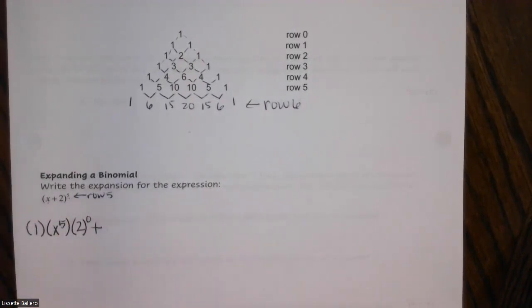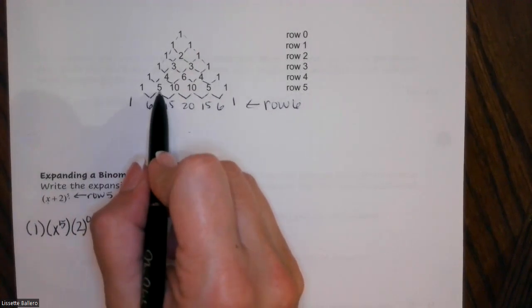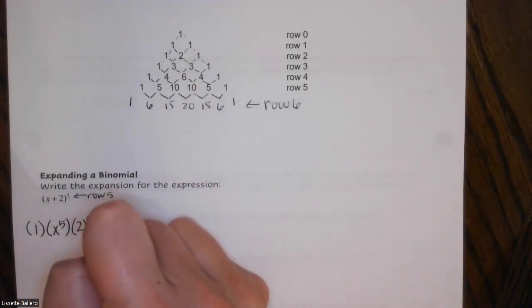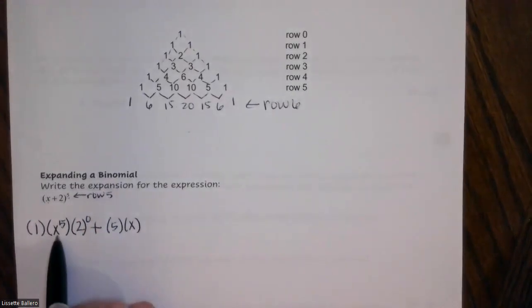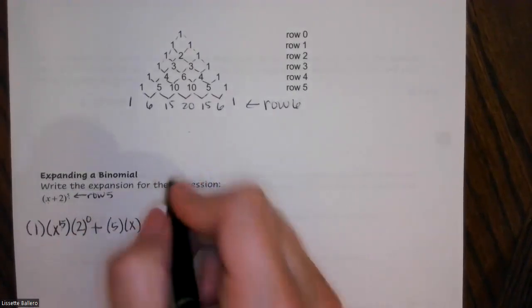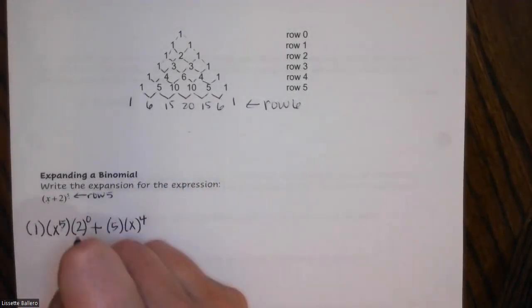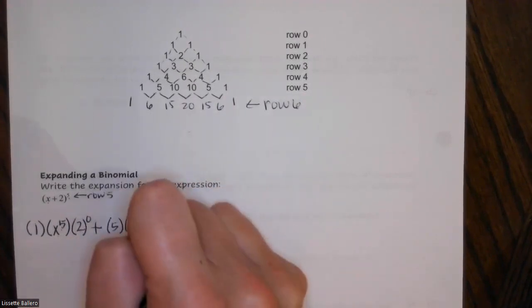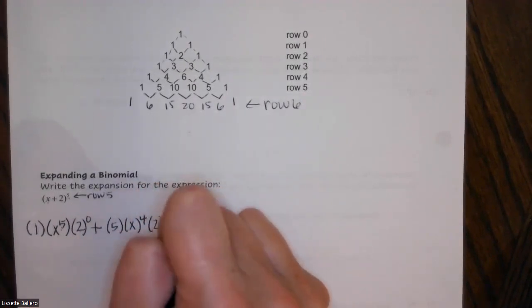And so for our pattern, our next number here is a 5. And then we go 1 less on this one, so this would be x to the 4th. And we would go 1 up on this one, so this is going to be 2 to the 1st.